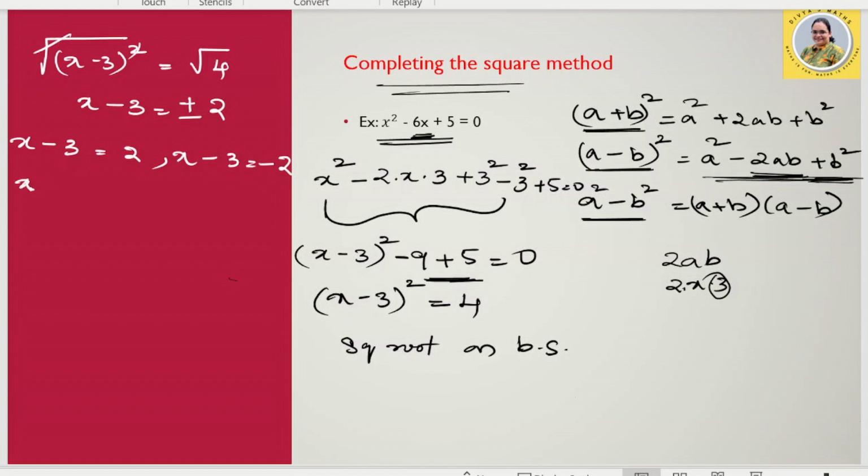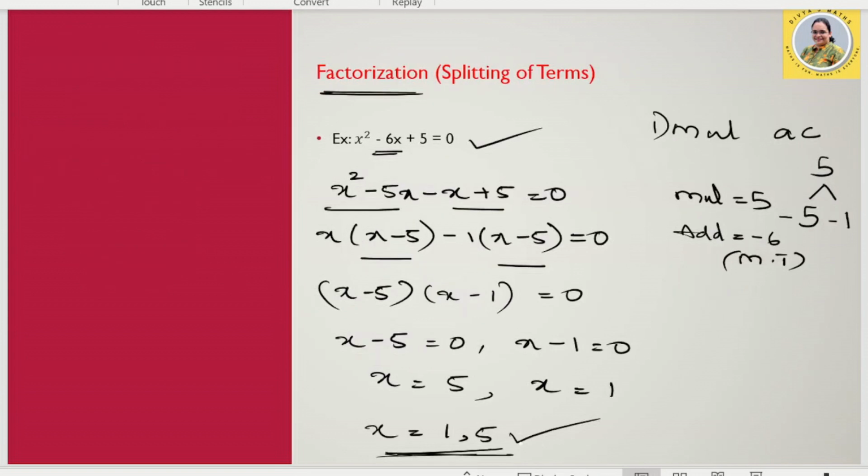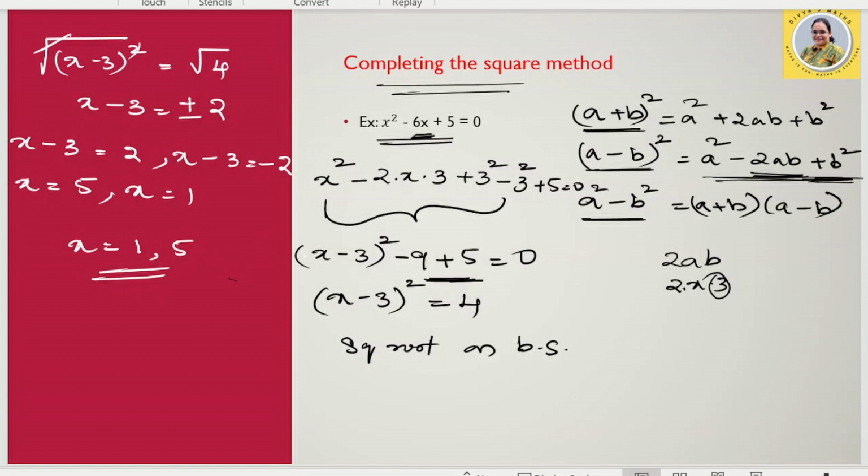Now let us send this minus 3 to the RHS. You will get x is equal to 5. And let us send this minus 3 to the RHS. You will get x is equal to 1. So you will get the roots as 1 and 5. So we have got the same roots as the factorization method. So only the method changes, but you will get the same roots. This is method 1.